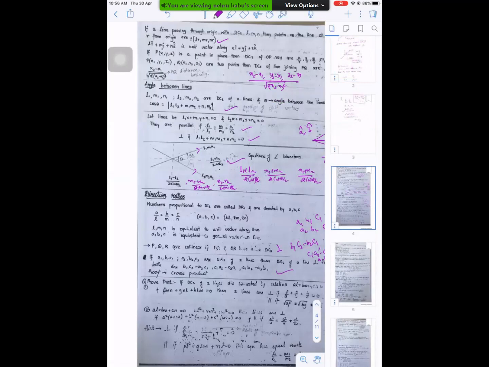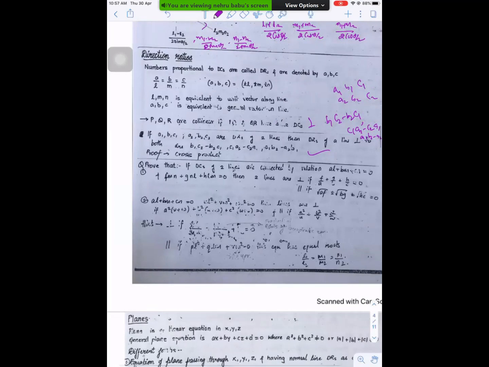So here one general result in this topic is: if the direction ratios of two lines are connected by the relation AL plus BM plus CN equal to 0, and another relation FMN plus GNL plus HLM equal to 0, then the two lines are perpendicular if F by A plus G by B plus H by C equal to 0. And they are parallel if root AF plus or minus root BG plus or minus root CH equal to 0.